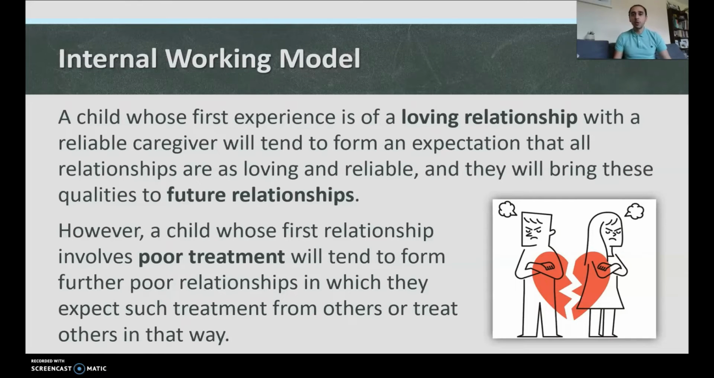And they'll bring these qualities to future relationships because they formed a mental representation, an internal working model, that relationships are loving, they're good. However, it's quite dramatic. A child whose first relationship involves poor treatment will tend to form further poor relationships in which they expect such treatment from others or treat others in that way. We only accept the love that we think we deserve.